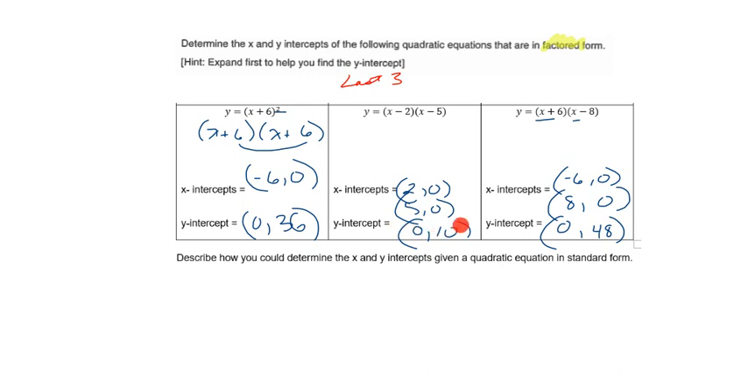So nice and easy. For the y-intercept in standard form versus factored form, I give me the opposite for the x's, and I multiply these for the y. This is my x, these are my y.